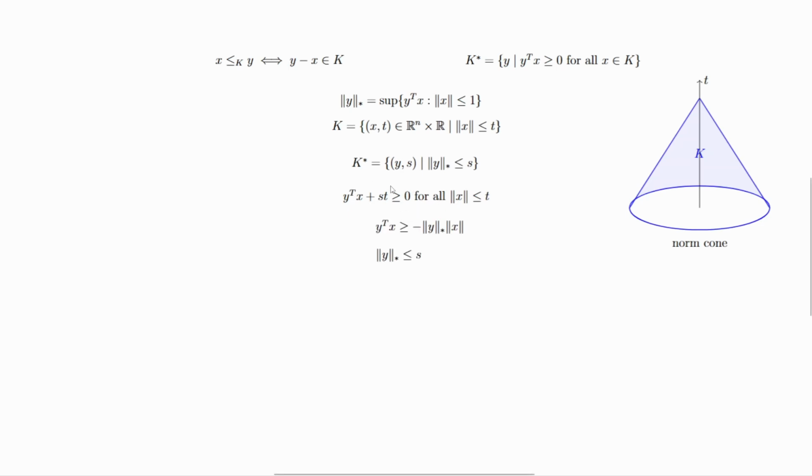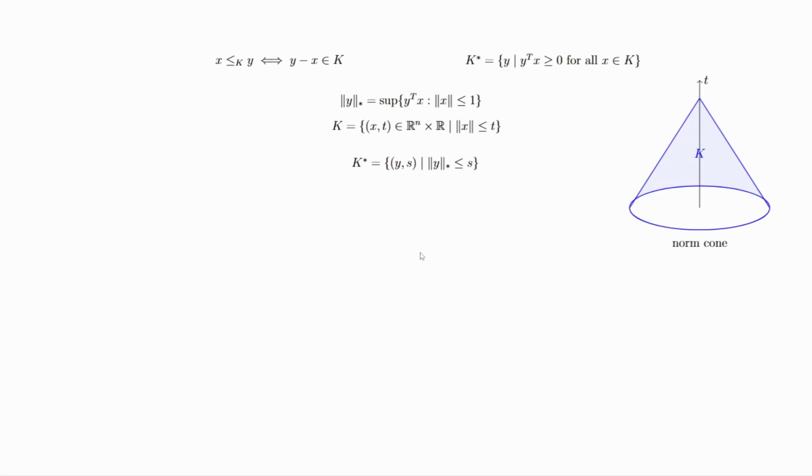So the worst case of this expression is when y transpose x is as negative as possible, right? So by the definition of a dual norm, we have y transpose x is greater than or equal to negative of the dual norm of y times the norm of x. So for this to be non-negative when the norm of x is less than t, we need the negative of the dual norm of y times t plus st must be greater than or equal to 0. So that implies that the dual norm of y must be less than or equal to s. So this is exactly the norm cone for the dual norm.